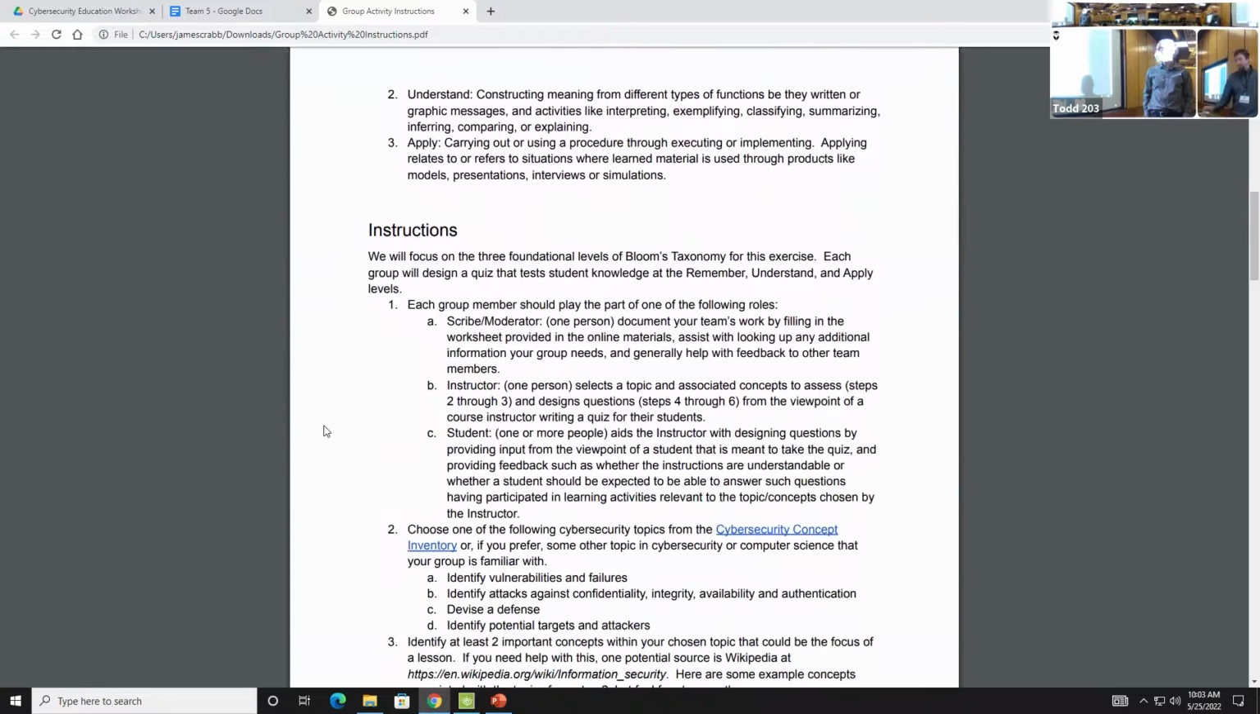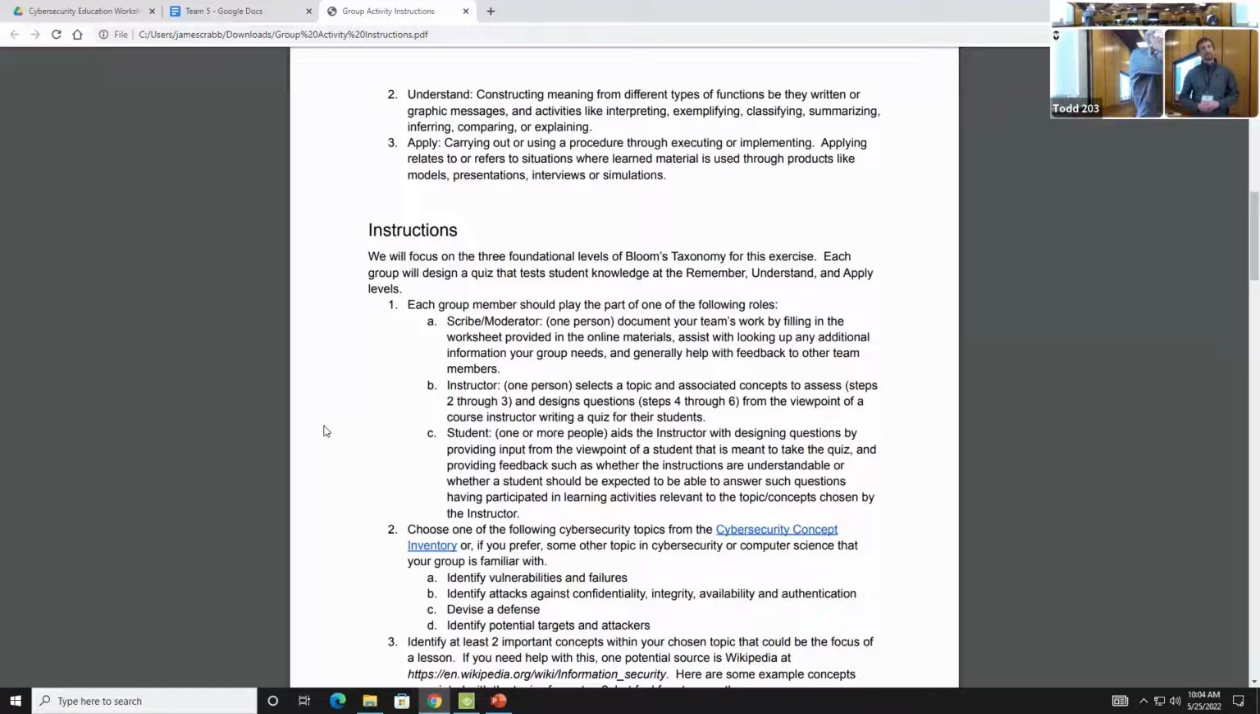And then the instructions here in terms of group dynamics: we have three different roles that we want people to assume and work together from these different points of view. One person is a scribe or moderator, doing the documentation, keeping everyone on track, and helping generally with feedback to your team members. And one of you will play the role of an instructor. You're going to be the one who maybe confers with your group members, but ultimately selects a topic and associated concepts that you'll use for applying Bloom's taxonomy to develop some assessments.